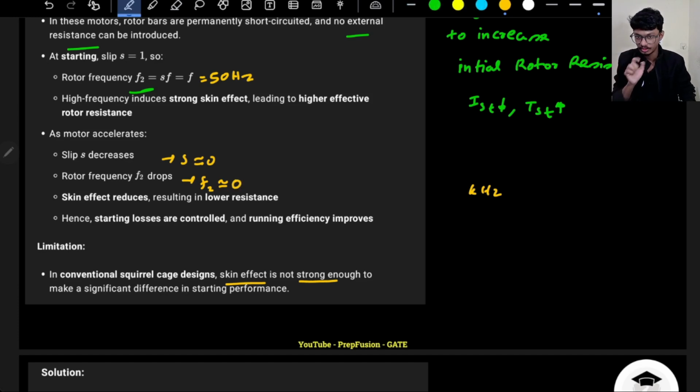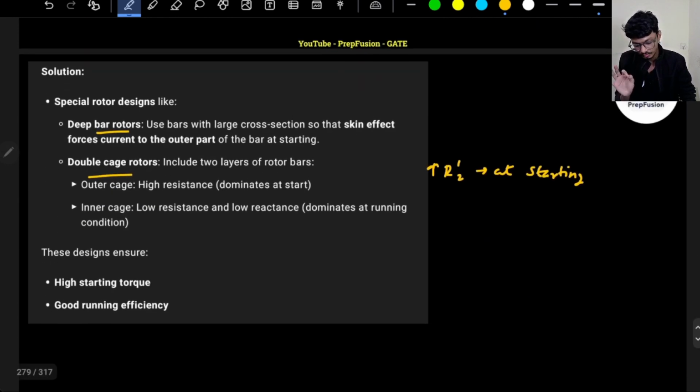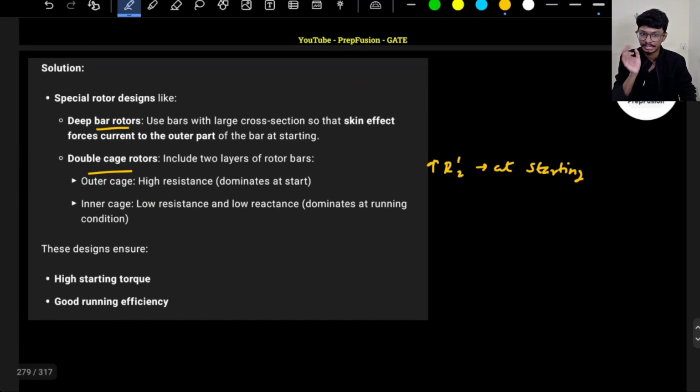Rotor frequency also will be almost zero. That is what we know. So there will not be any skin effect. At DC there is no skin effect. So automatically the resistance will be reduced. Whatever I have to do, I just have to do it at starting. I have to make the skin effect present at starting.